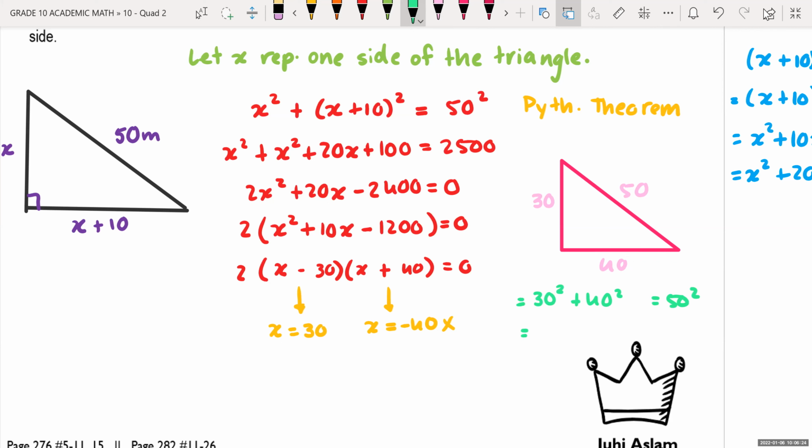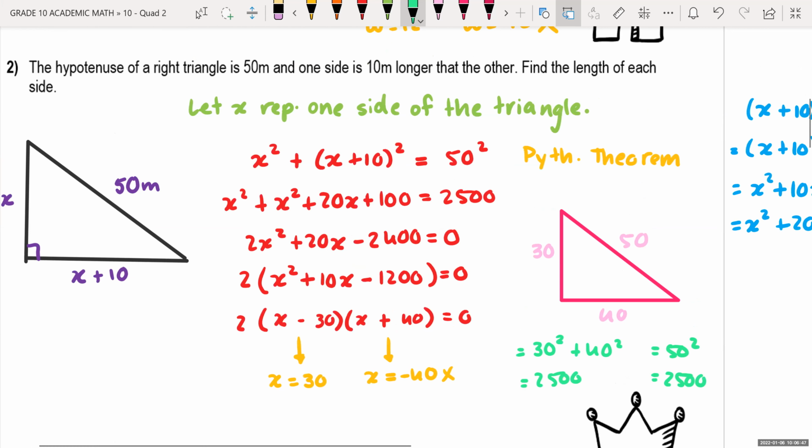So 30 squared is 900, plus 40 times 40, which is going to be equal to 2,500. And I know 50 squared is 2,500. And so this answer does work. Our side lengths are going to be 30 and 40 and 50.